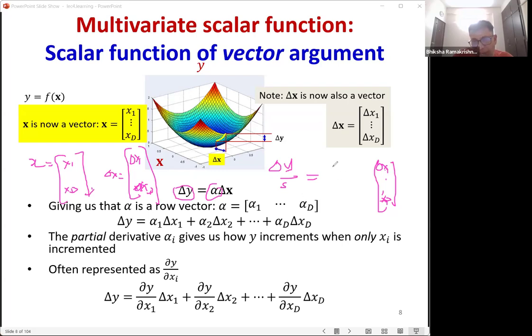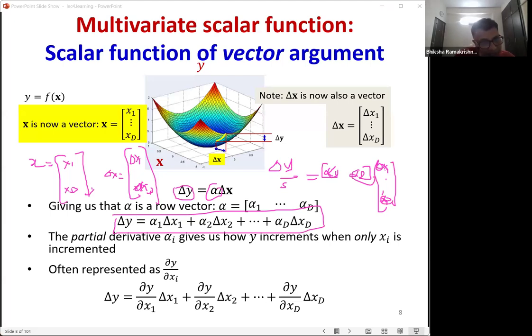Anyone? Alpha must be a row vector, right? Nothing else makes sense. The math doesn't work otherwise. And so alpha is going to be a row vector, right? So this means delta y is going to be alpha 1 delta x1 plus alpha 2 delta x2, and so on, all the way to alpha d delta xd. This is how it must be written. This is how it comes out, right?